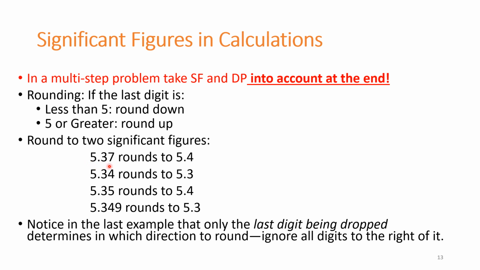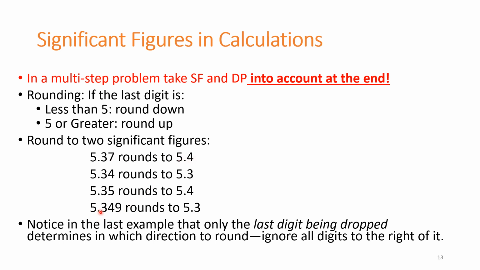So here we have 5.37. We only want 2 sig figs, let's say. So you look at that last number after the one that you want. You know you only want 2, so you look at the one right next to it. This is greater than 5, so it rounds up to 5.4.